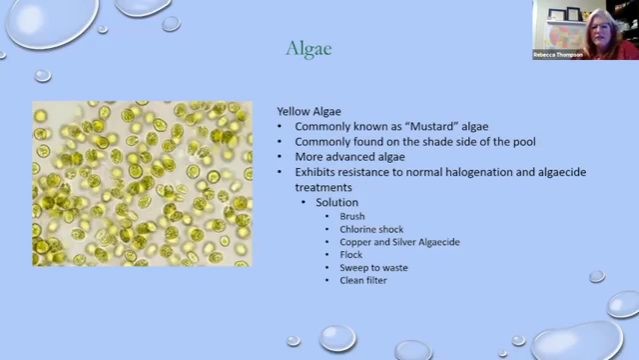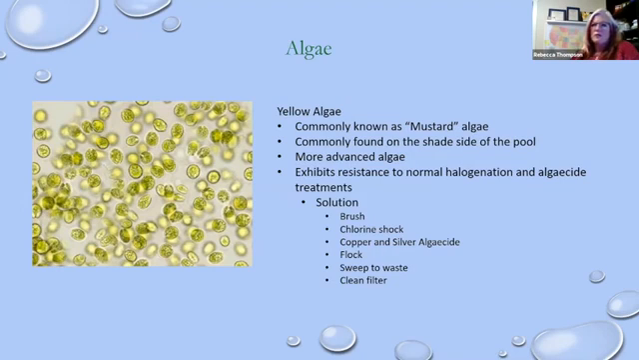And then we have yellow algae or mustard algae. Mustard algae is one of the most difficult algae to kill. It's commonly found on the shady side of the pool. It is resistant to a lot of your halogens and algicides.